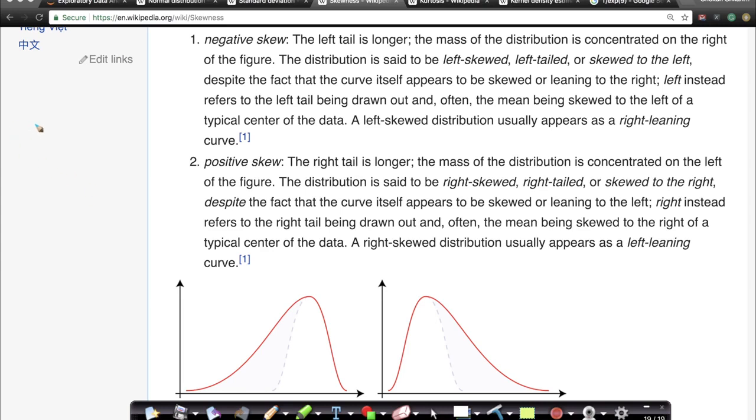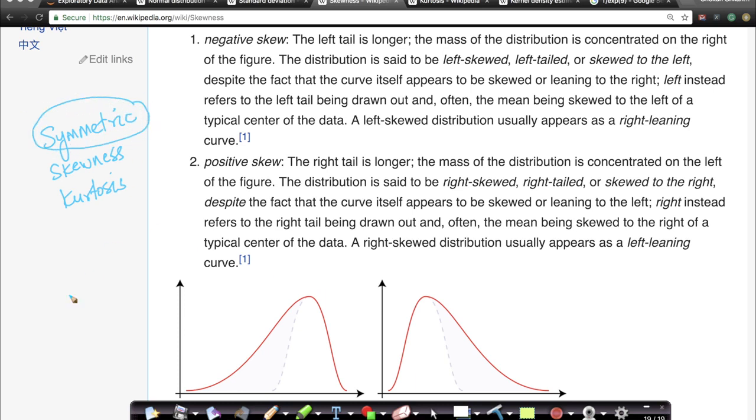There are a few related concepts called symmetric distributions, skewness and kurtosis. I'll quickly define what they are using some simple visual tools. We know what a symmetric distribution is.